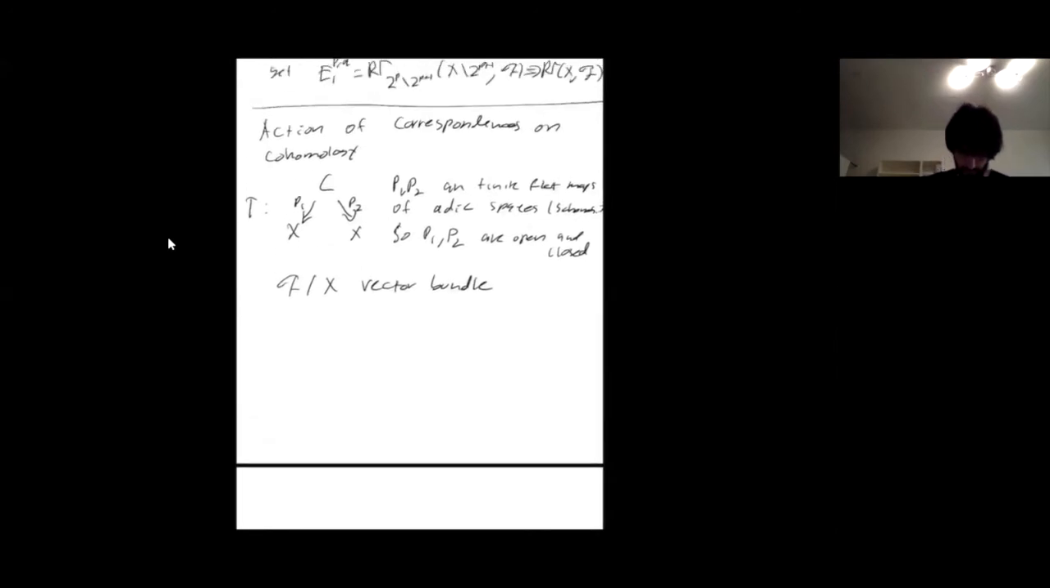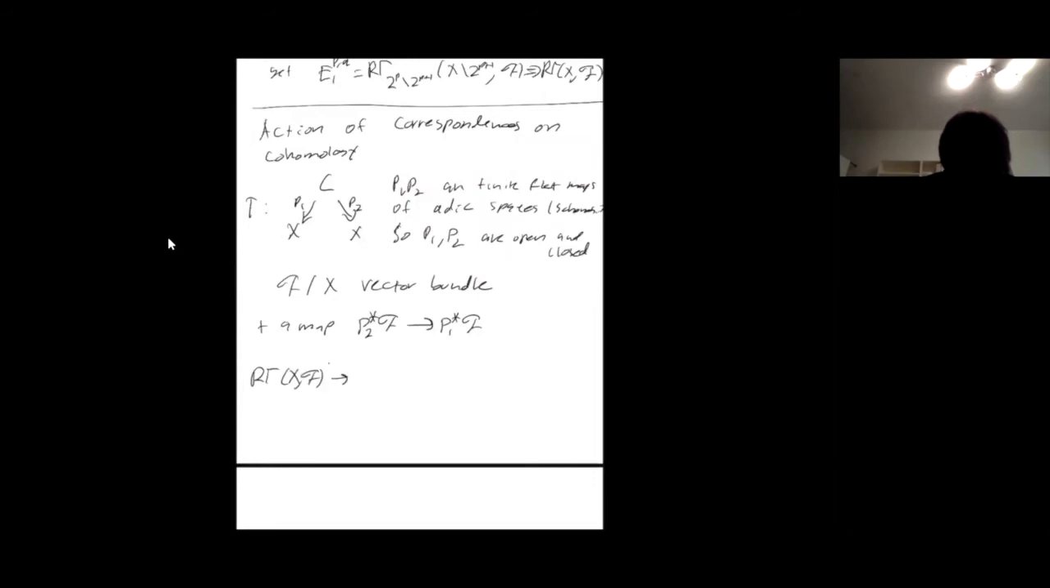And now we're going to have a sheaf, well, maybe say a vector bundle. And we need one more thing in order to define an action of this correspondence on its cohomology. We need a map between the two pullbacks. And now how are we supposed to let this correspondence act on cohomology? Well, the idea is that we want to take the pullback by P2 and then take the trace by P1.